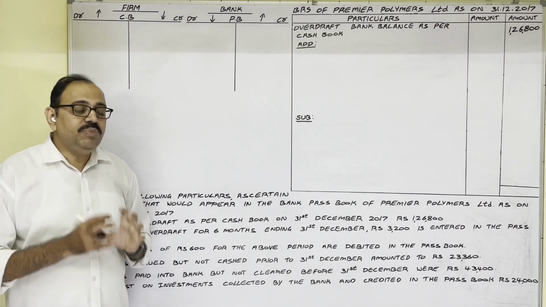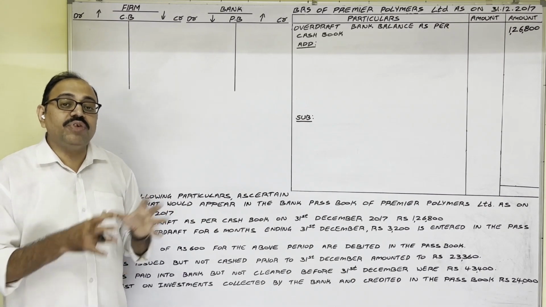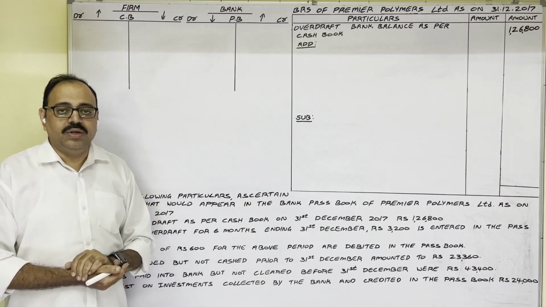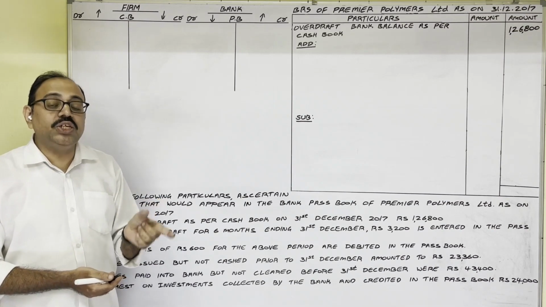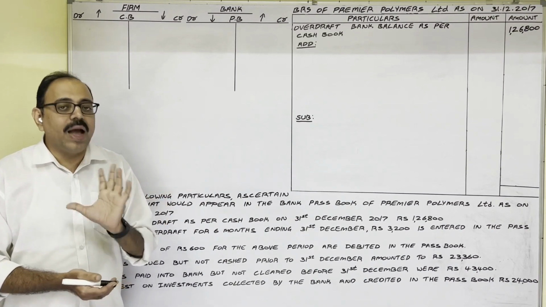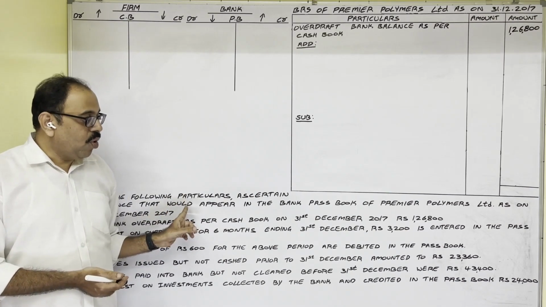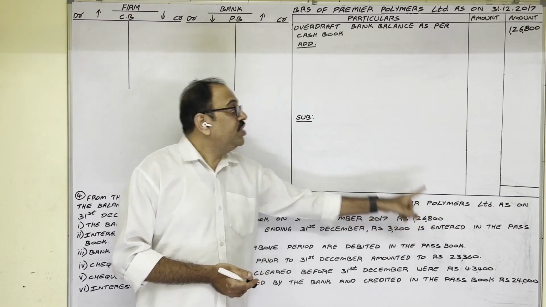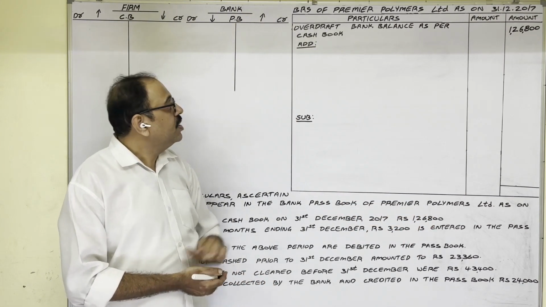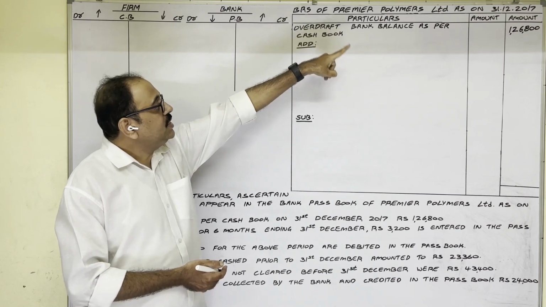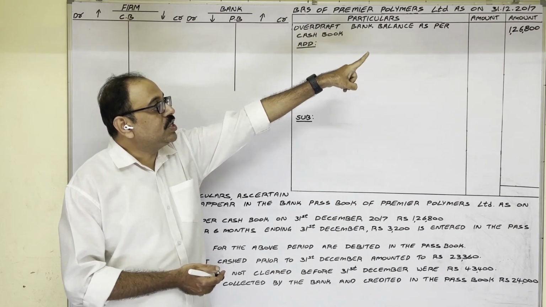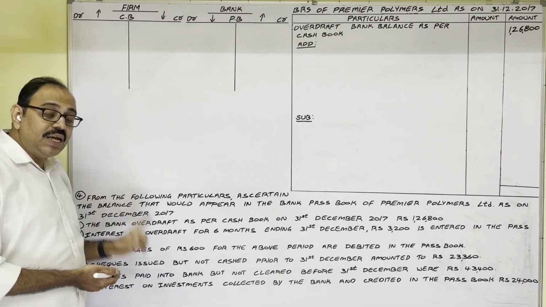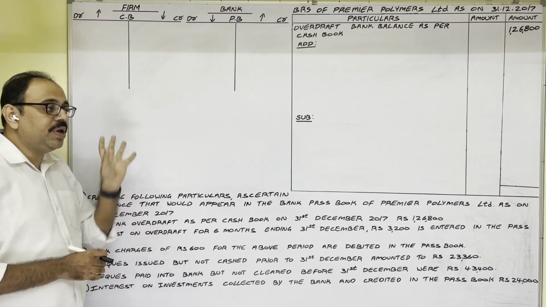So here the firm is taking a 20,000 rupee loan from the bank. On this loan, the firm should pay interest to the banker. So an overdraft bank balance is also known as an unfavorable bank balance. In the present problem, the overdraft bank balance is 1,26,800. So with this we should start the problem. Overdraft bank balance as per cash book, 1,26,800 rupees.